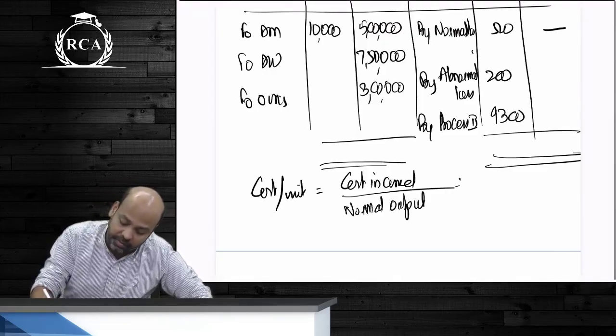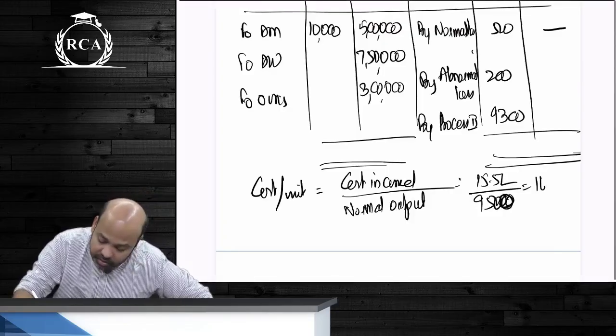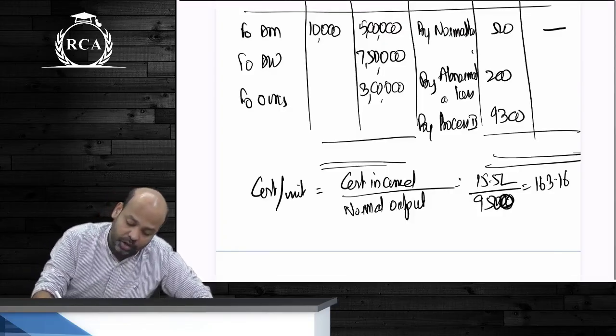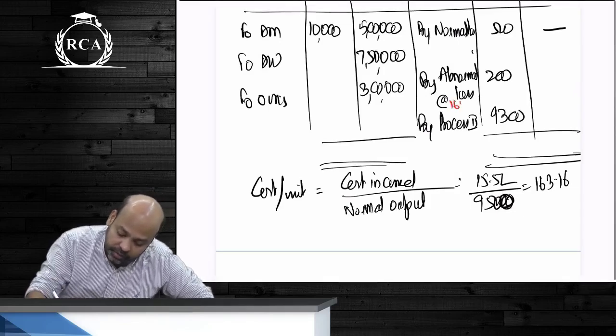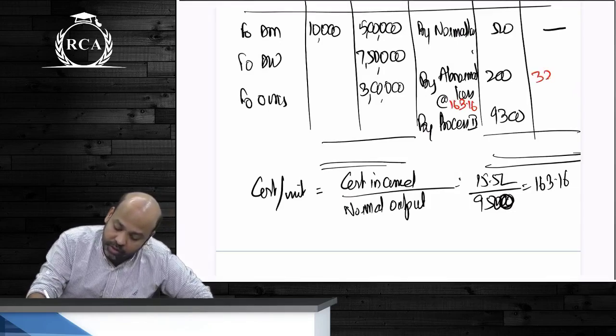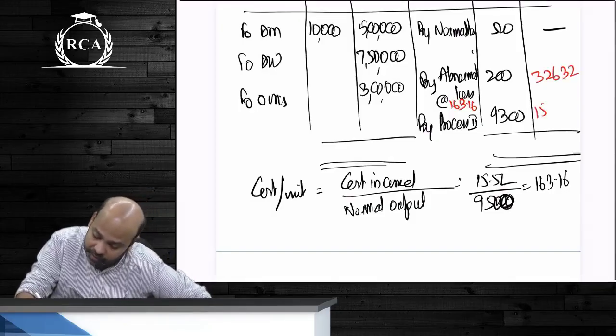15,50,000 divided by 9,500 units. Same as case 2. 160. Can you multiply abnormal loss beta, 163.16 into 200 units? 32,600. 632. Multiply the other one also, beta. 15,17,368.